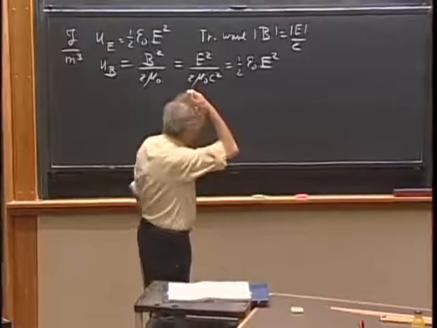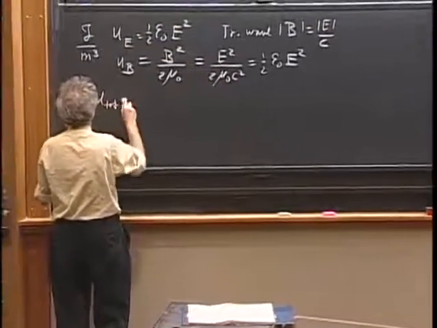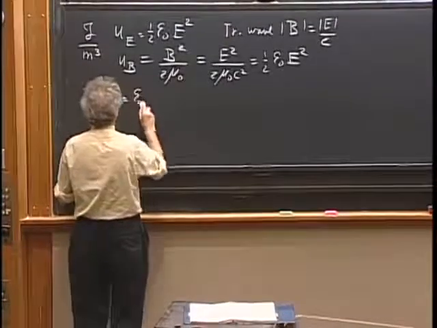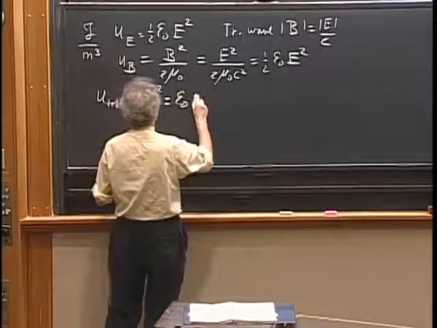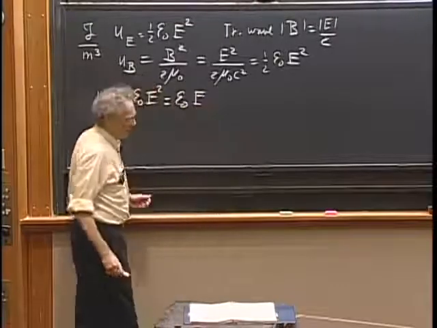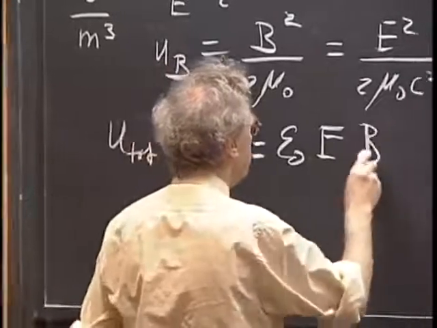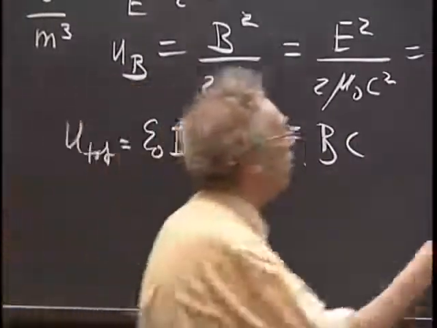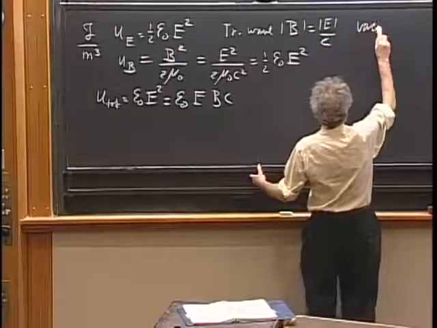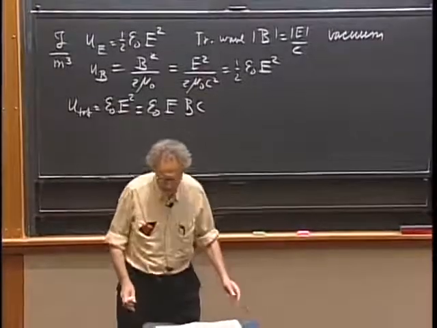And so the total energy density is the sum of the two, is epsilon 0 times E squared, but you can also write that as epsilon 0 times E times B c, if you prefer that. This, of course, is only true in vacuum when the speed of propagation is c.